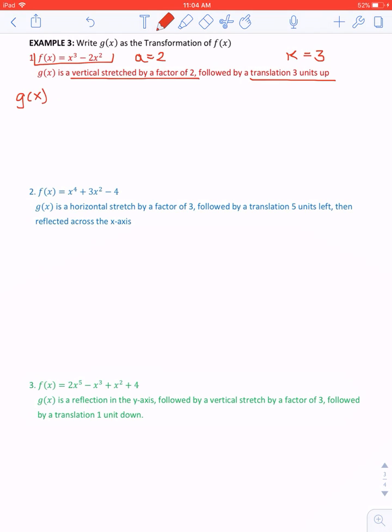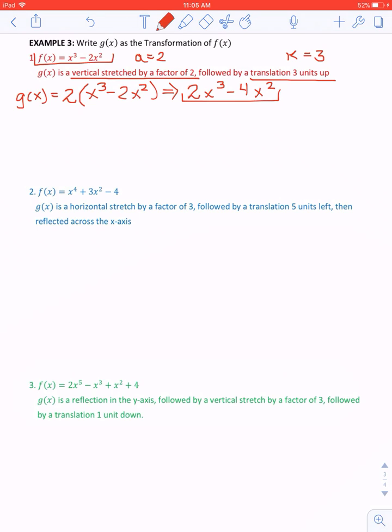Okay, so g of x. A vertical stretch needs to affect the entire function. So I'm going to put my a value of 2, and it needs to multiply with my entire f of x function. I can distribute that in, so that becomes 2x cubed minus 4x squared. Okay, so this is where I'm at now.